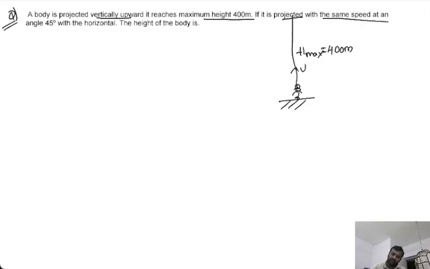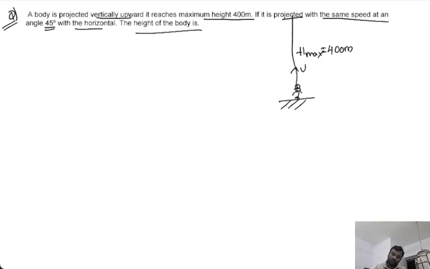Next, a maximum height related question. Now you observe a body is projected vertically upward. It reaches a maximum height of 400 meters. If it is projected with the same speed at an angle 45 degrees with the horizontal, the height of the body is how much?